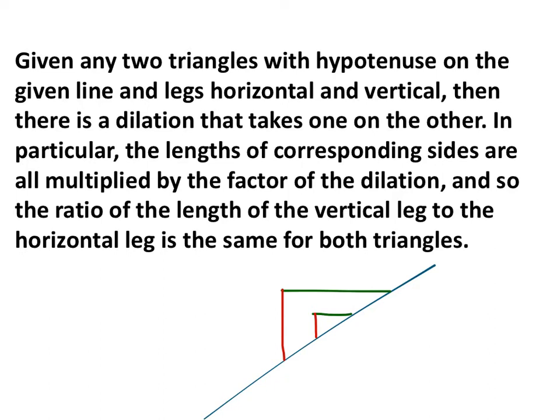In particular, the lengths of corresponding sides are all multiplied by the factor of the dilation, and so the ratio of the length of the vertical leg to the horizontal leg is the same for both triangles, which is what we just found. It doesn't matter which triangle we use, the ratio is the same for all of them because a dilation gives us proportional values.